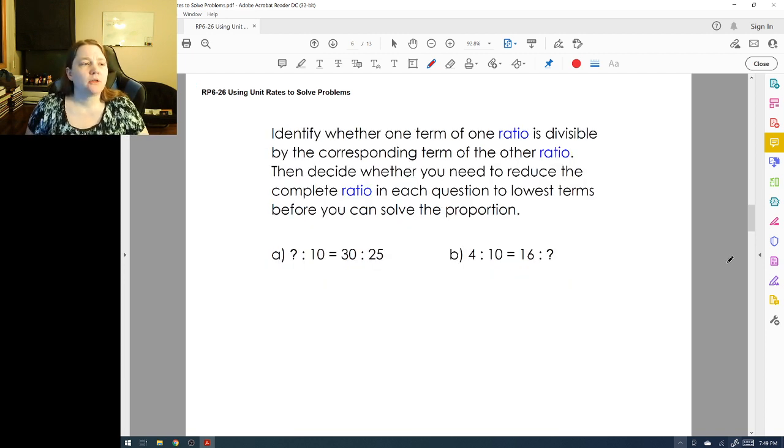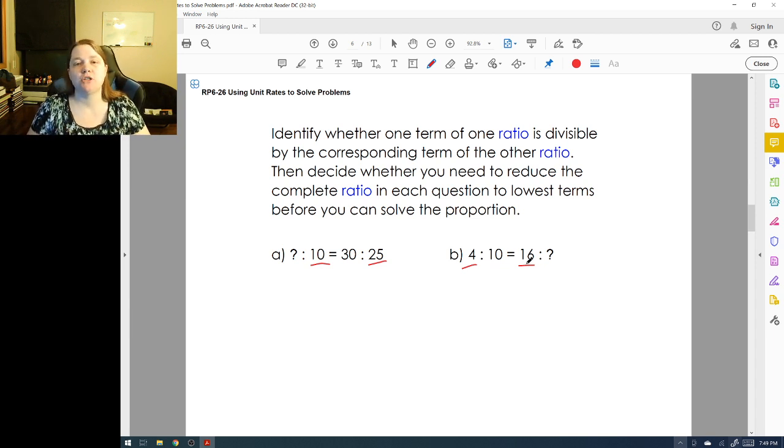Let's figure out whether one term of one ratio is divisible by the corresponding or the same term in the other ratio. Then decide whether you need to reduce the complete ratio to lowest terms before you can solve the proportion. So let's take a look at what corresponding means. If I'm given the number 10 here, that's the second number. That means 25 is the corresponding number in that ratio. Over here, I'm given the number 4. So because 4 is the first one, 16 is the corresponding ratio.